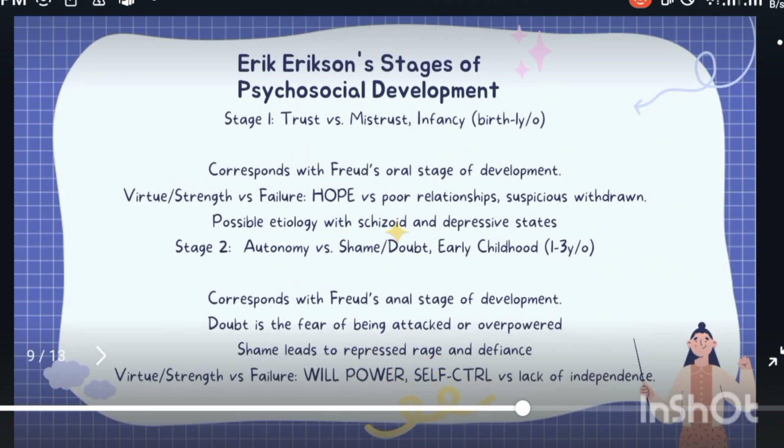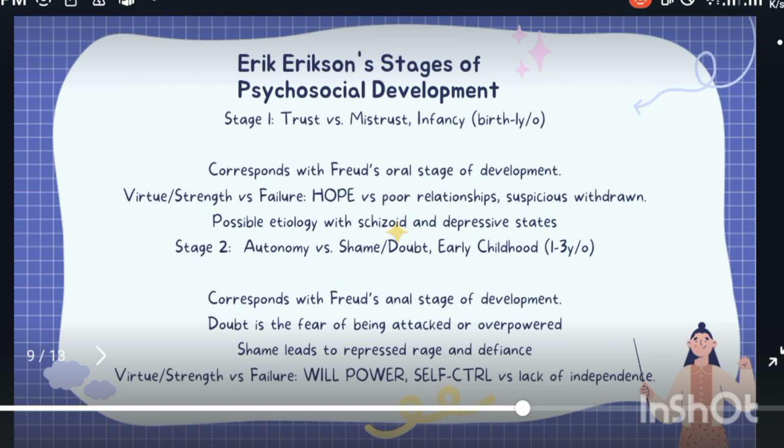Stage one corresponds with Freud's oral stage of development: virtue, strength versus failure, hope versus poor relationships, suspicious, withdrawn, or you can say possible etiology was schizoid and depressive states. Exactly, this is a very depressive state, where the child is not ready to trust anyone. Like when we try to hold a child, they instantly cry and seek their mama, and this is the issue of trust and mistrust at this age, which is very familiar in children.